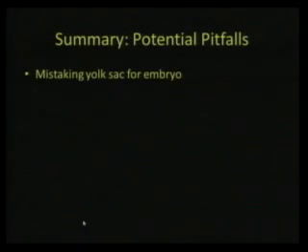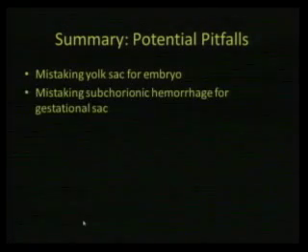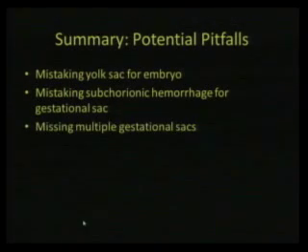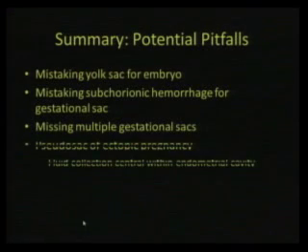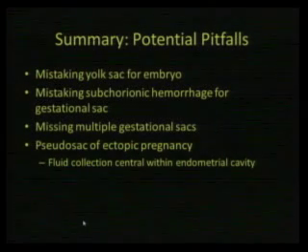So pitfalls, there's some stuff you guys need to be aware of. Again, mistaking the yolk sac for the embryo, kind of be careful. The embryo should form along the yolk sac. We don't want to mistake subchorionic hemorrhages for a twin gestation. We don't want to miss multiple gestational sacs. Look out for that.